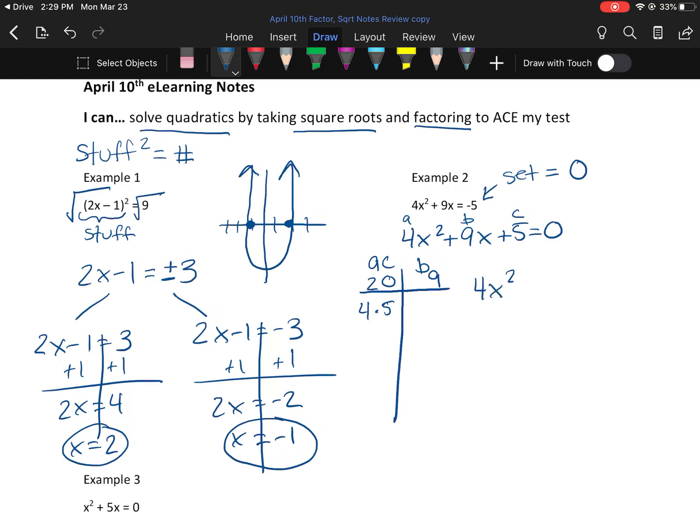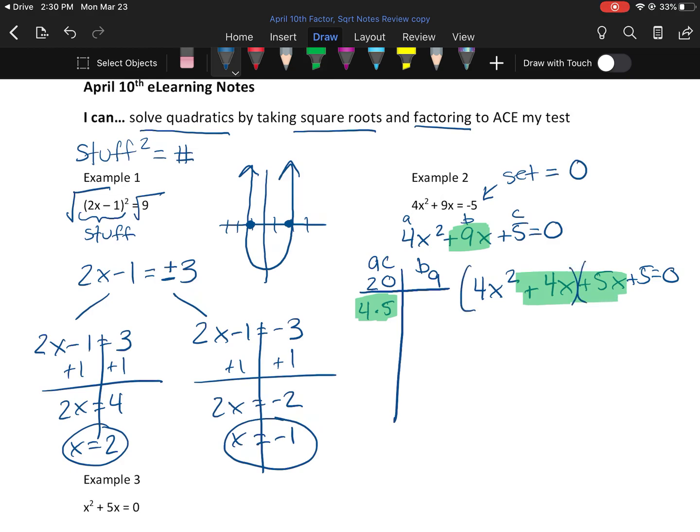I'm going to factor by grouping, so I've got 4x squared plus 4x plus 5x plus 5 is equal to 0. Remember that this 9x got replaced with these 2 numbers, so everything in green is actually the same thing. We're just writing it in a different way.